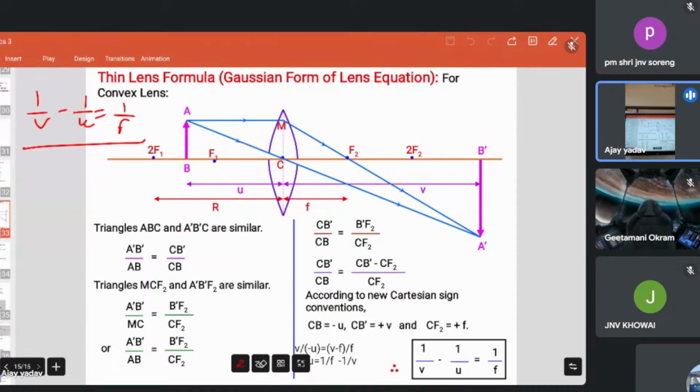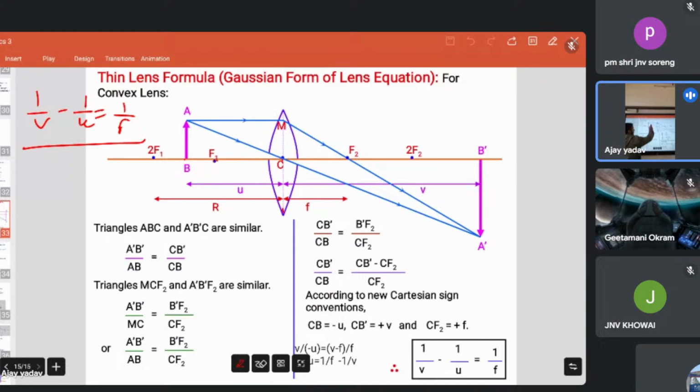So we are deriving the lens formula. Consider the object is placed between f1 and 2f1. In case of convex lens, if the object is placed beyond f1, from f1 to infinity or at f1, then a real image will form. And if the object is placed between optical center and f1, the first focus, then a virtual image will form. Here the object is placed beyond f1, so a real image is formed.